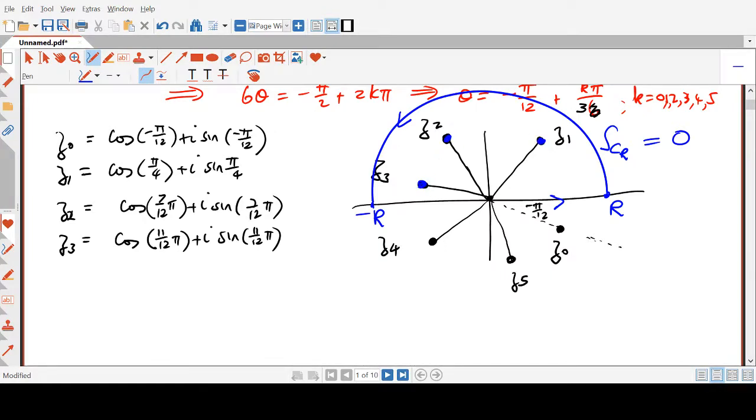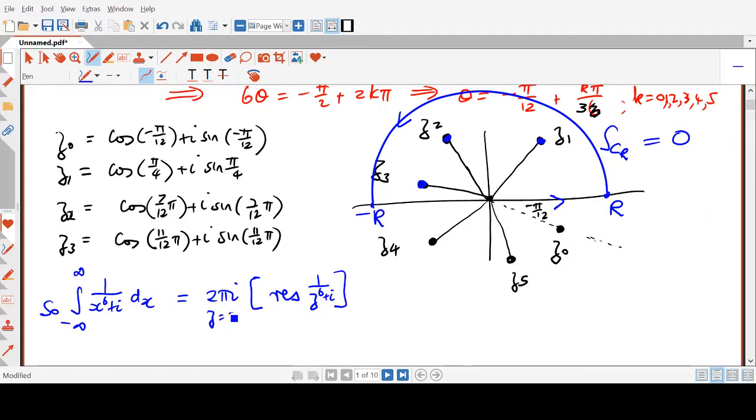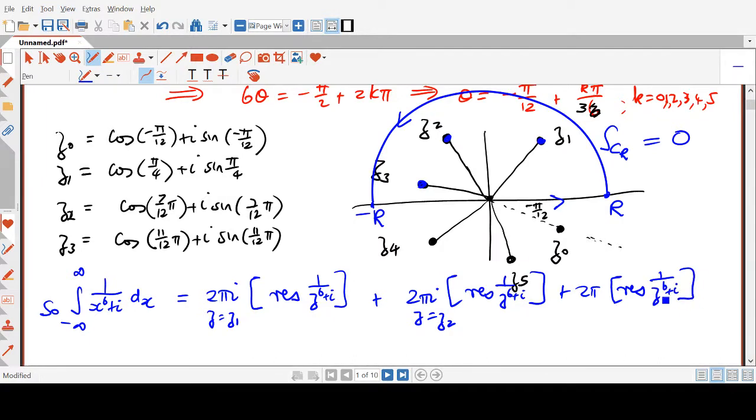So then the answer will be: the integral of 1 over x to the 6 plus i dx from minus infinity to plus infinity will be 2 pi i times the residue of 1 over z to the 6 plus i at z equals z1, plus 2 pi i times the residue of 1 over z to the 6 plus i at z equals z2, plus 2 pi i times the residue of 1 over z to the 6 plus i at z equals z3. That's all that matters.